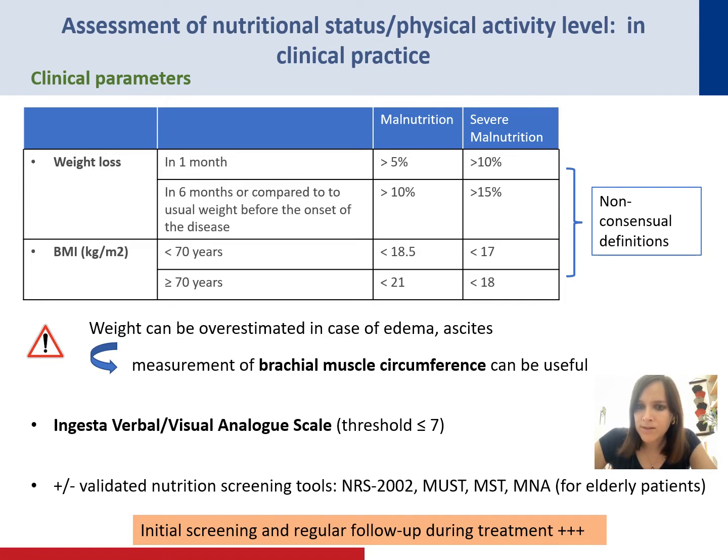Due to the possible overestimation of the weights, for example by edema or ascites, the measurements of brachial muscle circumference can be useful in these cases. We have also to evaluate the ingesta with a verbal or visual analog scale with a definition of reduction of ingesta below 7. And we can use also validated nutrition screening tools such as NRS 2002, MUST, MST, Mini Nutritional Assessment for elderly patients, which is sometimes difficult in clinical practice. In total, this clinical assessment must be carried out at the start of the treatment, but also regularly during the follow-up.